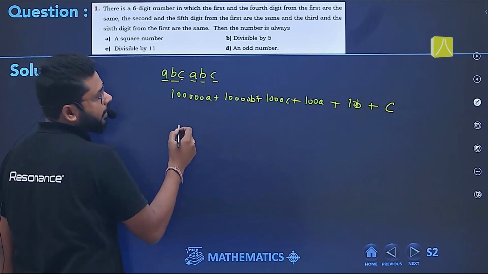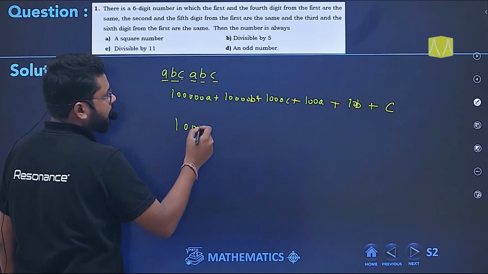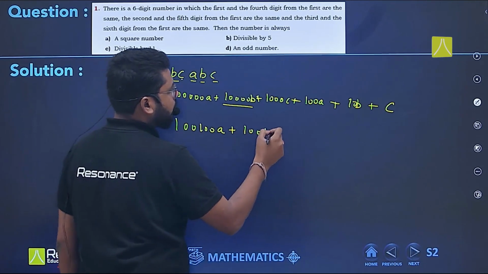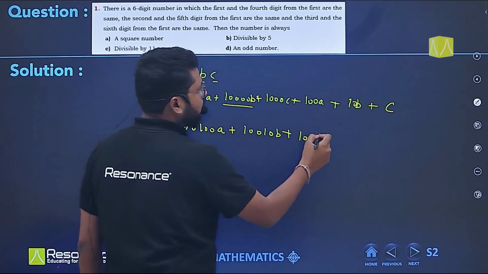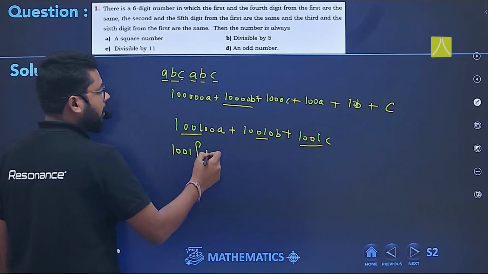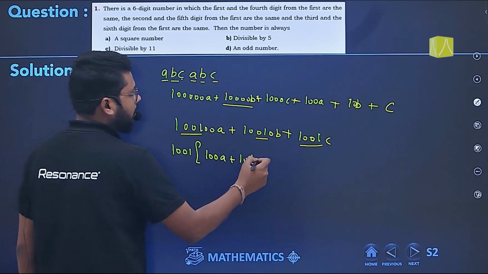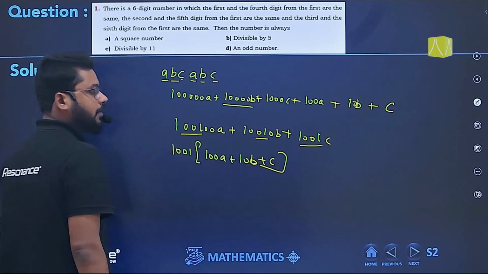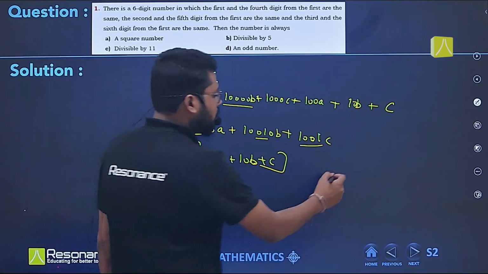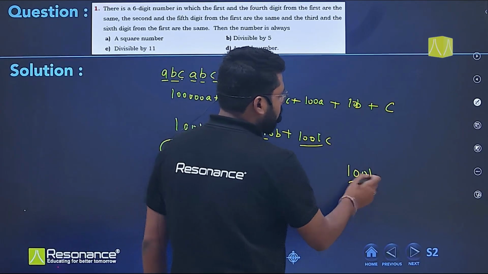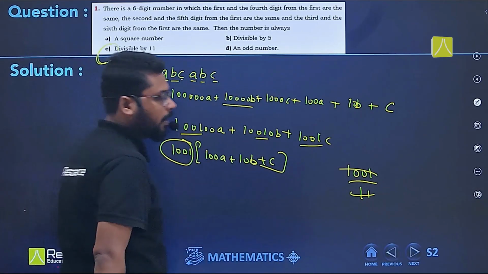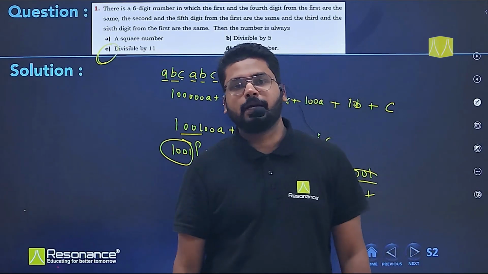So if you add them, you will get 100,100A. Then for B you will get 10,010B, and for C you will get 1,001C. So you can take 1001 common, then we are left with 100A plus 10B plus C. This means this number is a multiple of 1001. And 1001 is always divisible by 11. This means that this number is always divisible by 11.